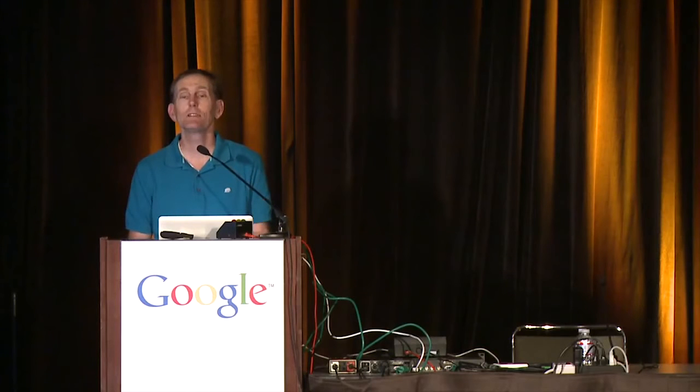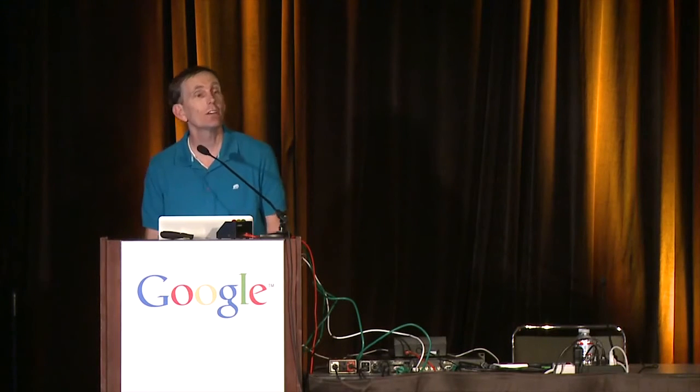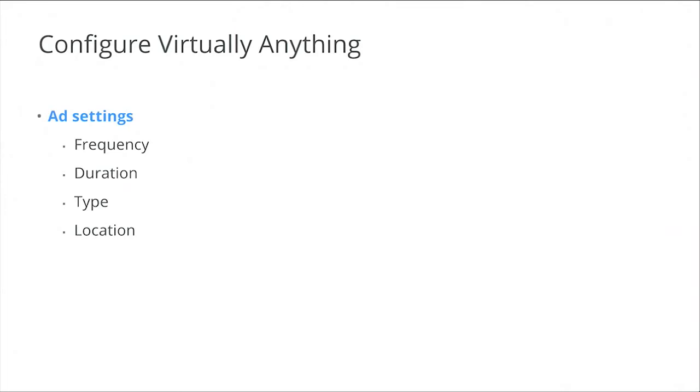What you basically have are key value pairs. What sorts of things can you configure? Anything really you can code. You can configure ad settings. How often am I going to show ads? How often am I going to show purchases? Where do those ads appear, and so on.